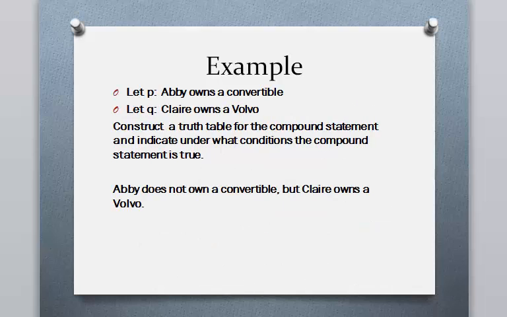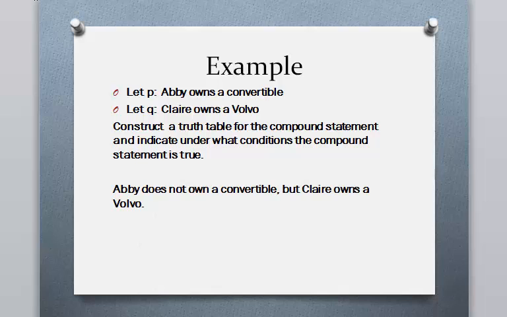Our next example says, let P be that Abby owns a convertible, and let Q be that Claire owns a Volvo. We want to construct a truth table for the compound statement and indicate under what conditions the compound statement is true. Our statement says that Abby does not own a convertible, but Claire owns a Volvo. So let's look at this with each piece in mind. First of all, Abby does not own a convertible. We know that P is the fact that Abby does own a convertible.